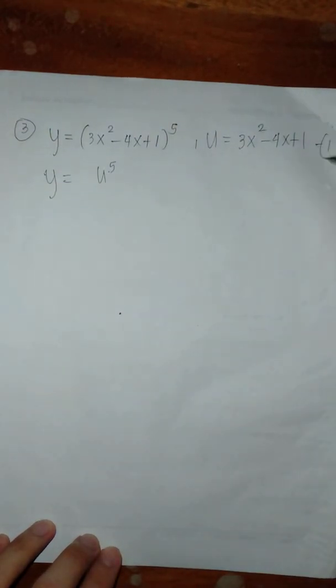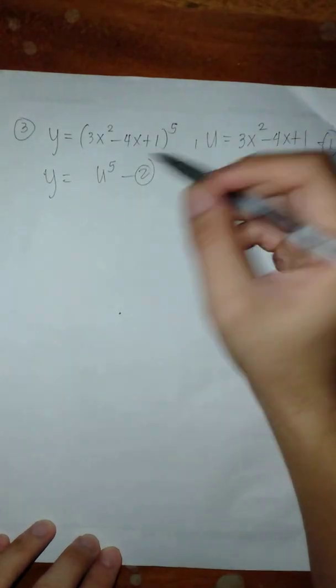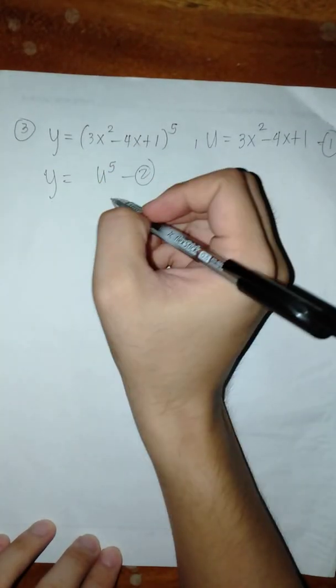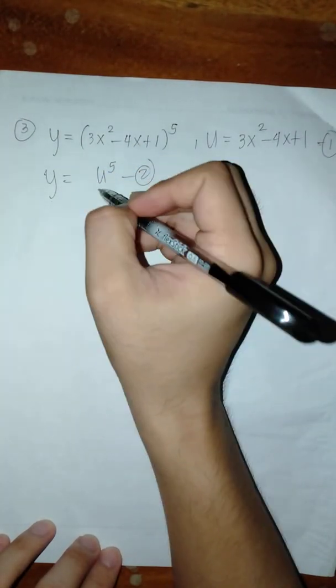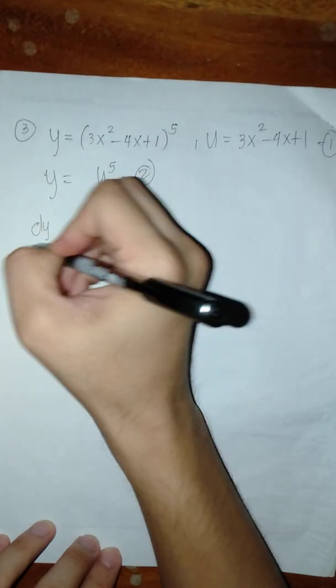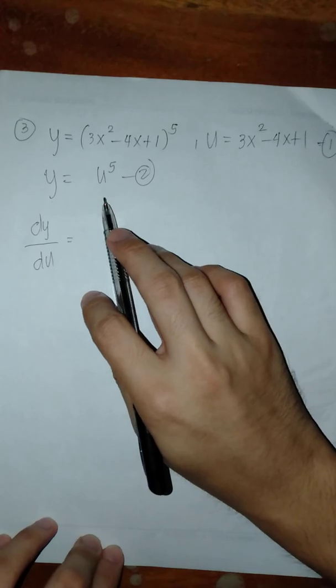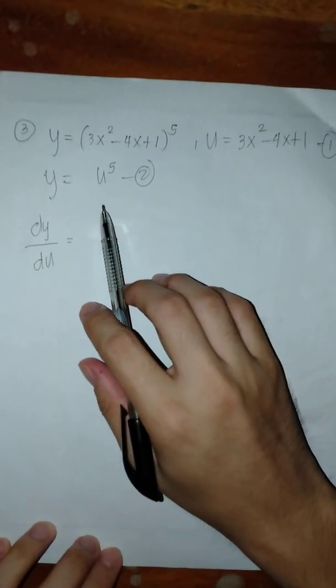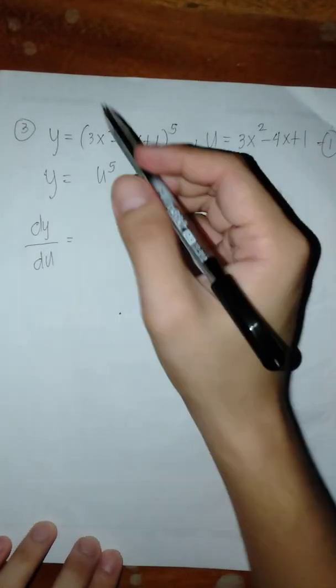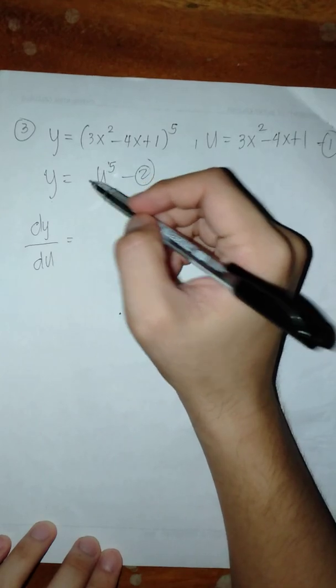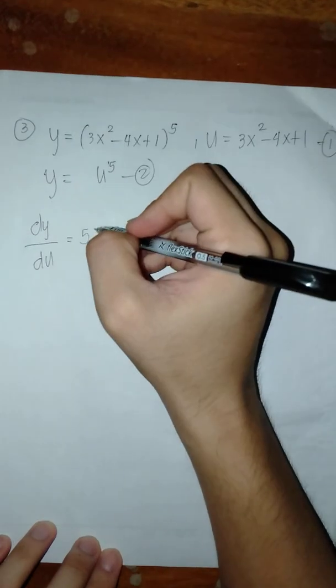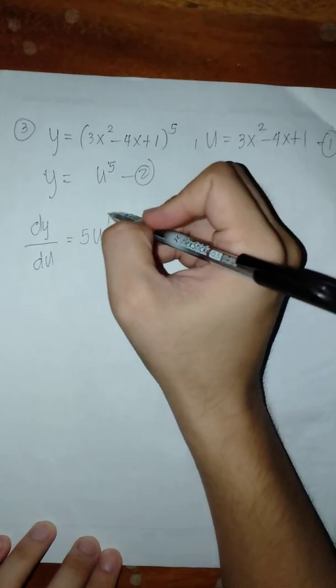Ito yung una, ito yung pangalawa, diba? With respect to each other. So, ito muna. Derivative of y with respect to u, so dy over du. Diba? Derivative of y with respect to u, dy over du. So, of course, ano yan? Power formula. So, pull out 5, lagay sa unahan. Then, u, 5 minus 1, so 4.